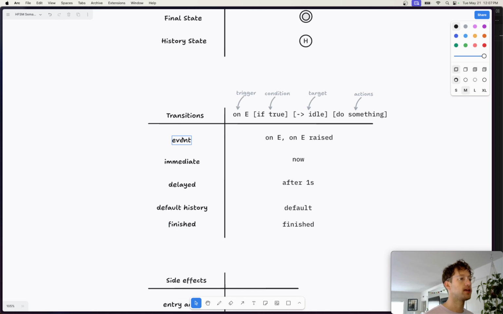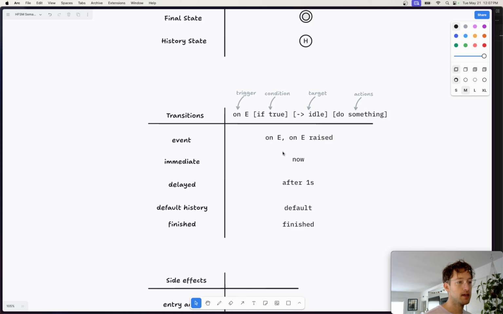So first off, we have your typical event. This could be an external event being sent to the state chart from the outside world. And it could also be an internal event, which is what we call a raised event. So the trigger for that is on event E or on event E raised. So you can add an additional condition to say, we're expecting this to be just a raised event, right?